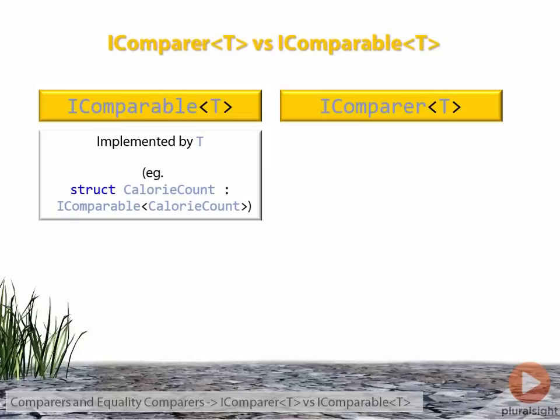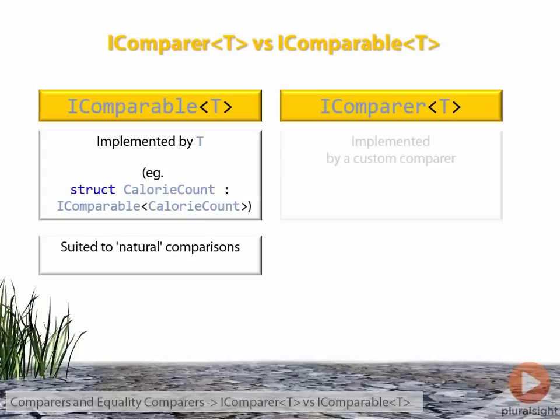CalorieCount declaring that there is a natural way of comparing CalorieCount instances, and therefore CalorieCount itself knows how to do that comparison. By contrast, IComparer<T> is something that you implement on a different type. It will not normally be implemented by T.